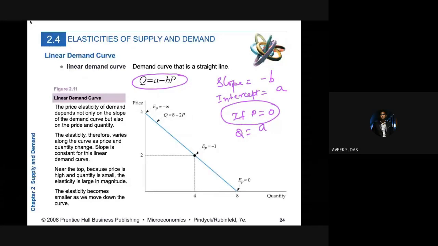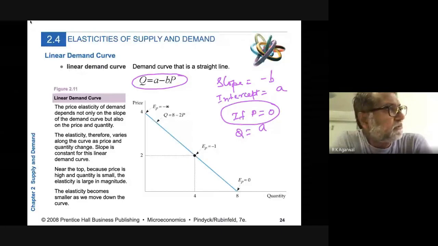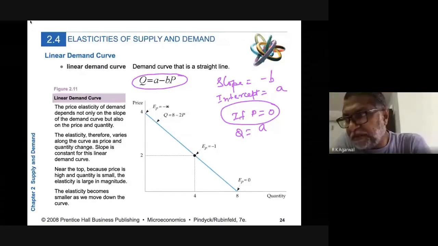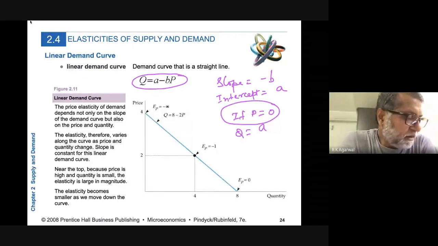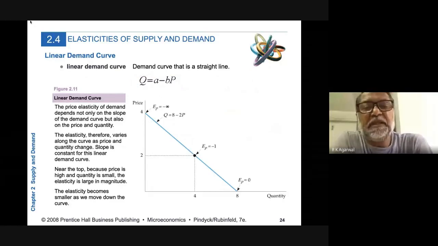Remember that concept of free goods, like water, like education, like air. So basically what we are saying is that if P is 0, then A is the total quantity demanded, and that is what we call the intercept. And B is the slope. Since it is negative, the demand curve slopes downwards. Moreover, B is constant throughout this particular linear demand curve.